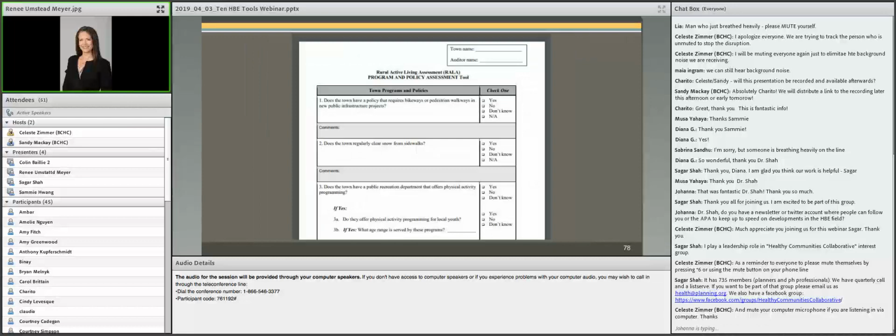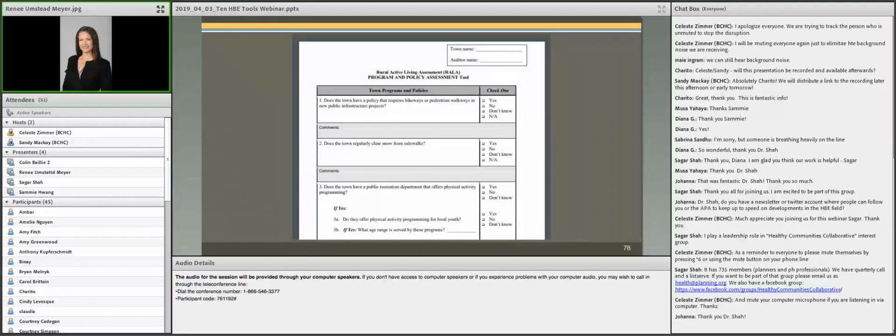Look at this, this is the front page of the program policy assessment tool, and it starts out with some of these questions and moves into programs that are being offered from a school perspective, a recreational perspective, and just kind of trying to understand what's being offered within your community.